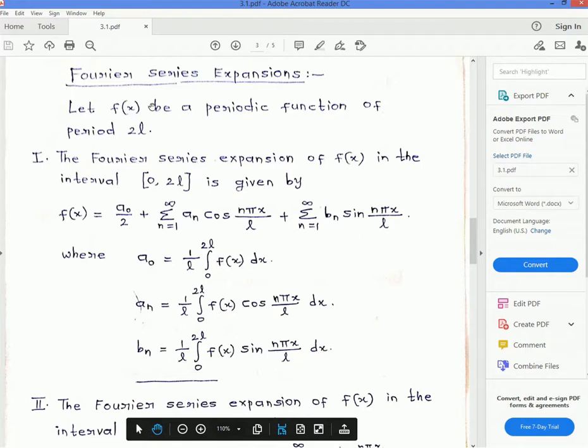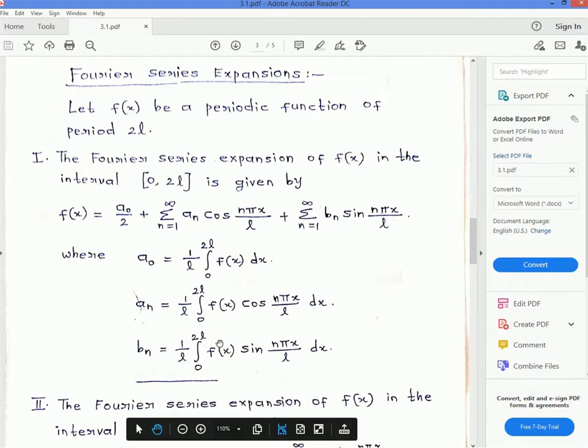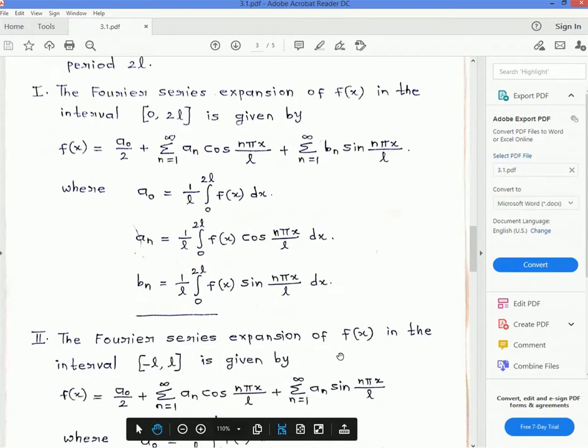Suppose you want to find the Fourier series in the interval 0 to 2 pi, that means the Fourier series for a periodic function with period 2 pi. So suppose the interval 2 pi is given, we just replace l by pi. So we get the Fourier series a naught by 2 plus sigma n equal to 1 to infinity of a n cos n pi x by pi, which cancels to n x, similarly b n sin n x. So what is a naught? 1 by pi integral 0 to 2 pi f of x dx. a n is 1 by pi integral 0 to 2 pi f of x into cos n x dx. b n is 1 by pi integral 0 to 2 pi f of x into sin n x dx.